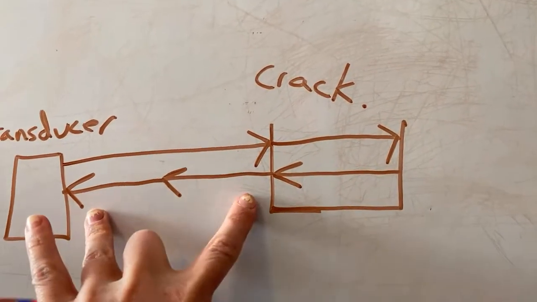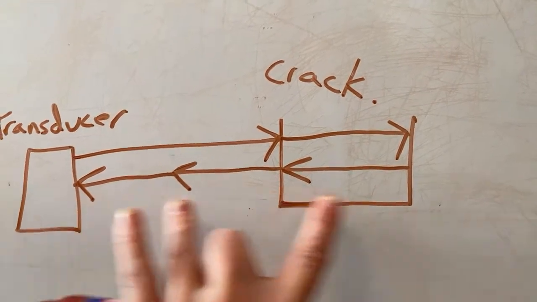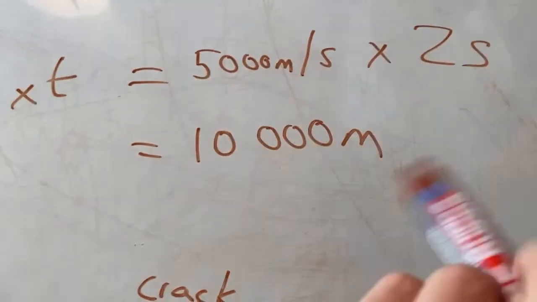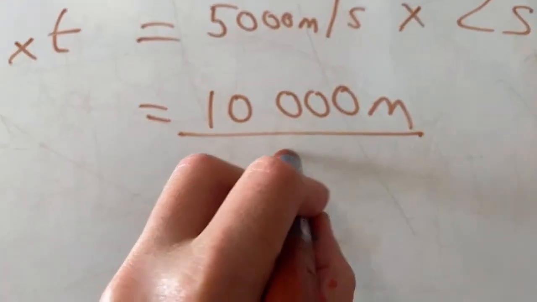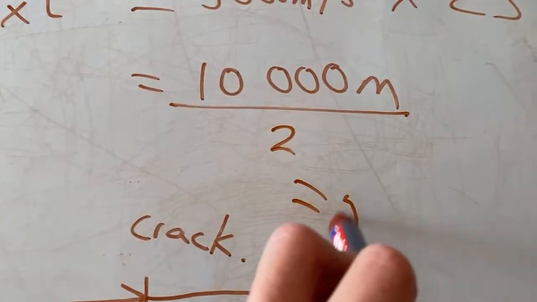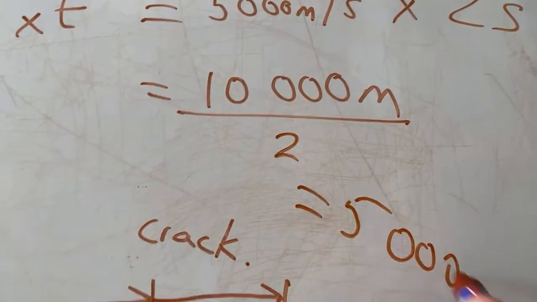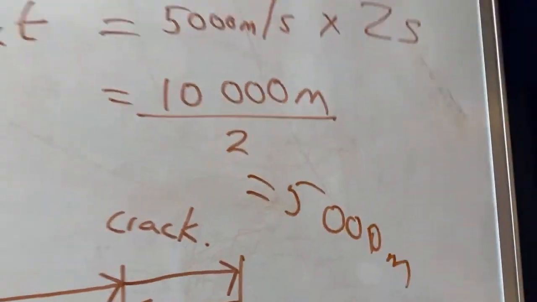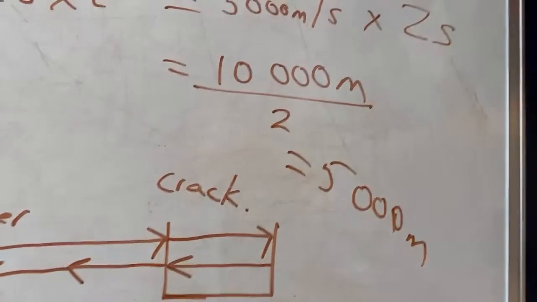So the distance between those waves is going to be twice the distance of the crack. So I need to divide it by 2. So I'll get rid of that because I'm clear now. And the answer is a 5,000 metre wide crack. Yeah, makes sense. Nailed it. Brilliant. Thus ends the lesson.